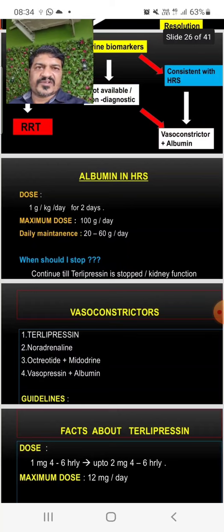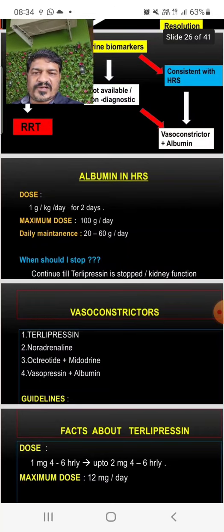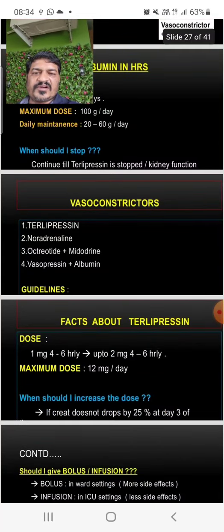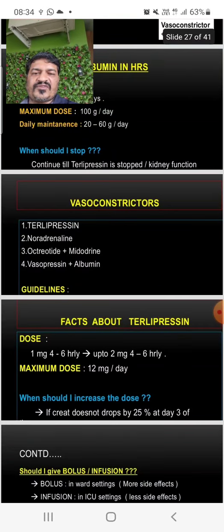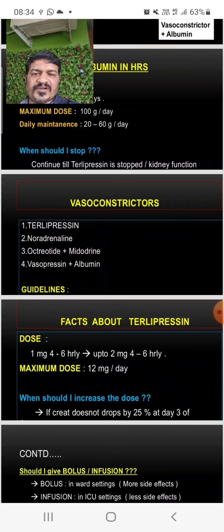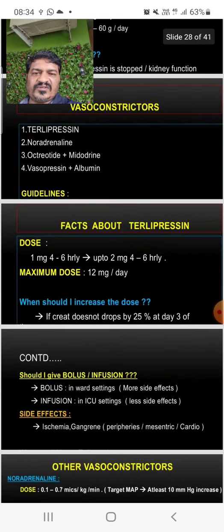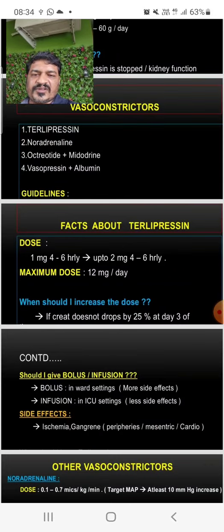Vasoconstrictors we are using include terlipressin, noradrenaline, octreotide plus midodrine, and vasopressin plus albumin. The guidelines and facts about terlipressin: the dose is about 1 milligram 4 to 6 hourly, up to 2 to 4 milligrams 4 to 6 hourly. The maximum dose is 12 milligram per day. When should I increase the dose? If creatinine does not decrease by 25% by day 3.